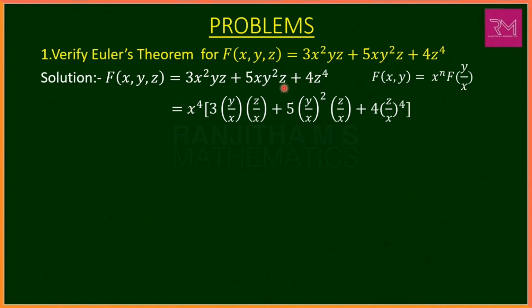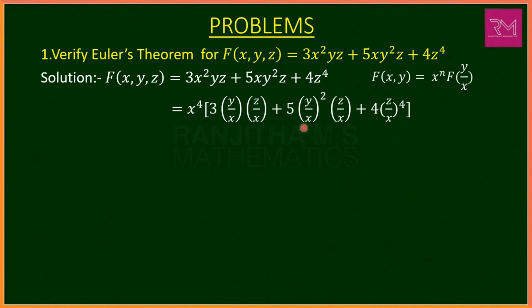In the denominator we get the value as x cube, that is, we can split it as x square into x. So we can write it as 5 into y by x whole square into z by x plus, here also we have z power 4. So multiply and divide by x power 4, we get in the numerator we can take common x power 4 and the remaining is 4 into z by x whole power 4.